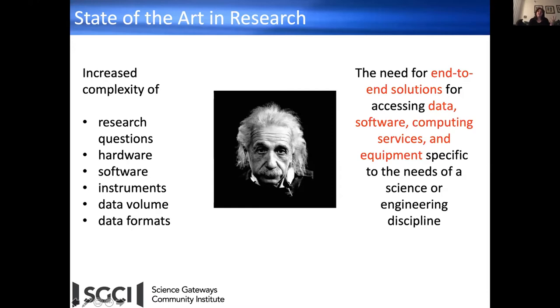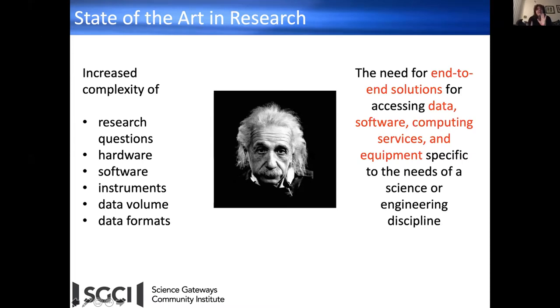If we look at the state of the art in research, we really have these complex infrastructures and complex research questions. We can answer nowadays research questions we couldn't even ask 10, 15 years ago. And there is more and more complex hardware, lab instruments, so data volume is really increasing, and also the variety of data formats. So there's really this need for an end-to-end solution for researchers where they can access all the data and the software and computing services, equipment, and really can work in a way that fits their research workflow.